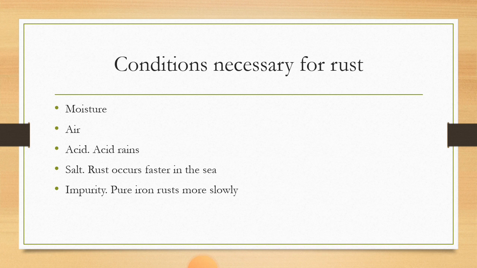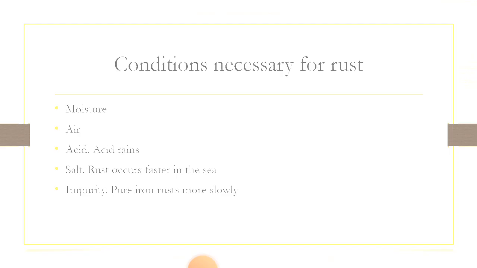Then salt. Rust occurs faster in the sea because of the presence of dissolved salt. So presence of salt increases the rate at which a metal will rust. Then impurity. Some metals are pure, others are not pure. Pure iron will rust more slowly than impure iron. So all these are conditions necessary for rust. Take note of them because you might be asked in your assessment.